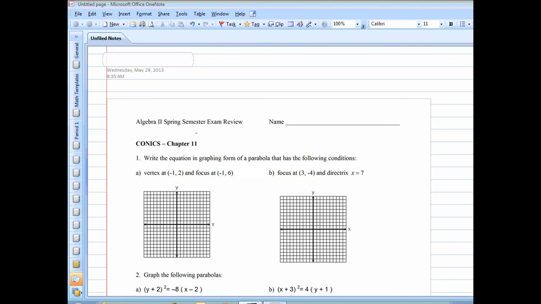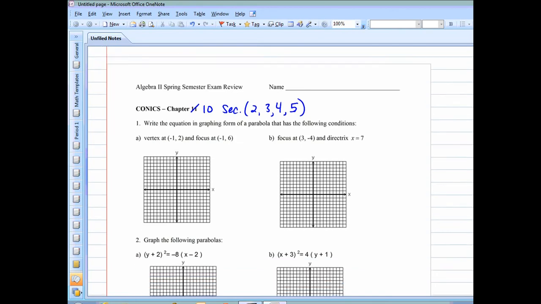To begin, we have the conics. It's not chapter 11. It's chapter 10. Sections 2, 3, 4, and 5. So to begin, it says, write the equation in graphing form of a parabola that has the following conditions.